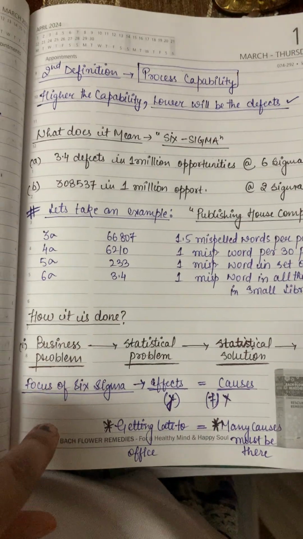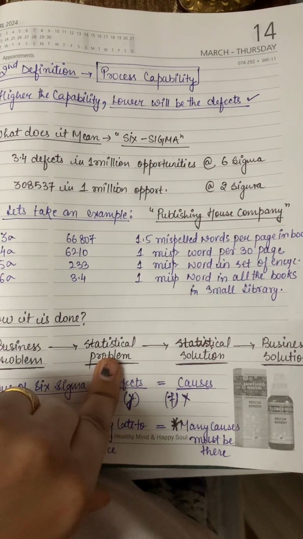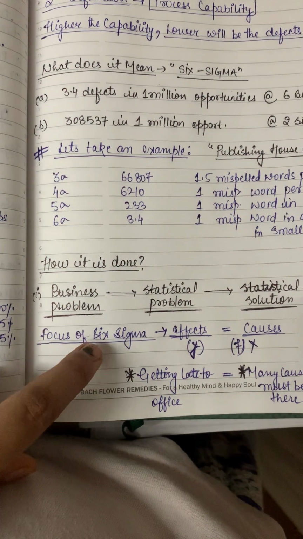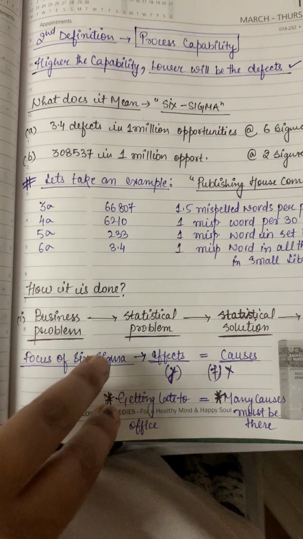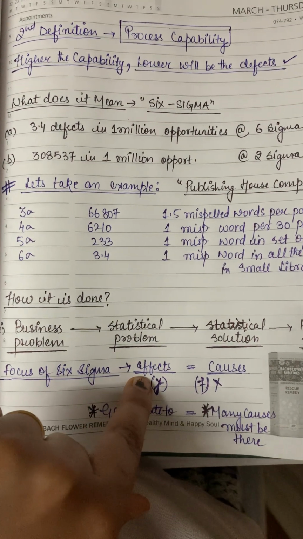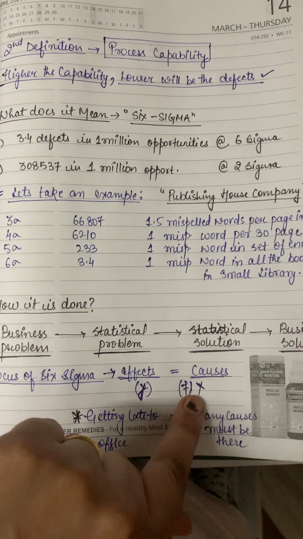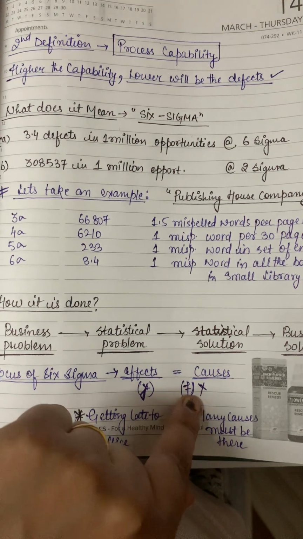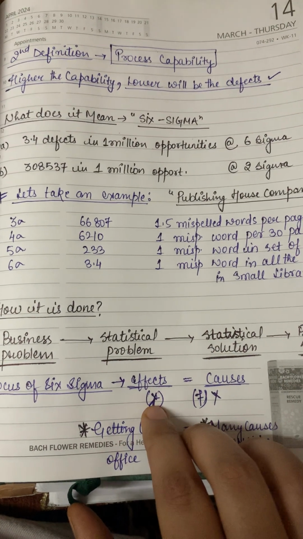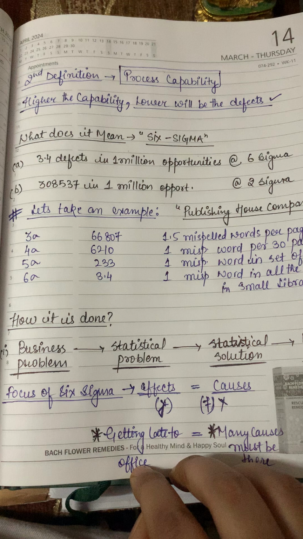How is it done? First of all, we have a business problem to be catered to. Then we turn it into a statistical problem, then into a statistical solution that will turn out to be a business solution. So what is the focus of Six Sigma? The focus shows two different variables: effect and causes. We know that if causes are there, the effects must be there. Y shows the effect variable, X shows the cause variable, so Y is a function of X. Simplifying with an example, Y, getting late into the office, is the effect.